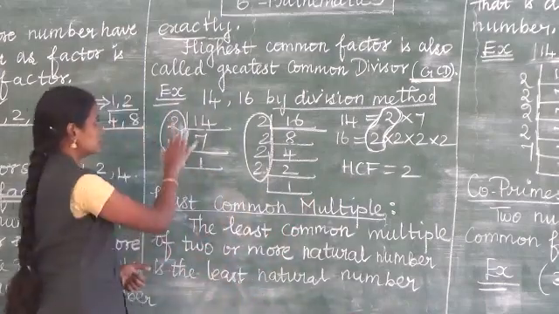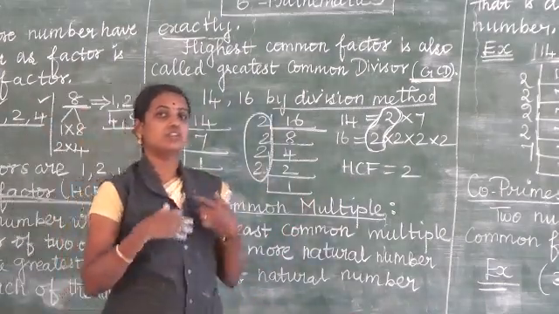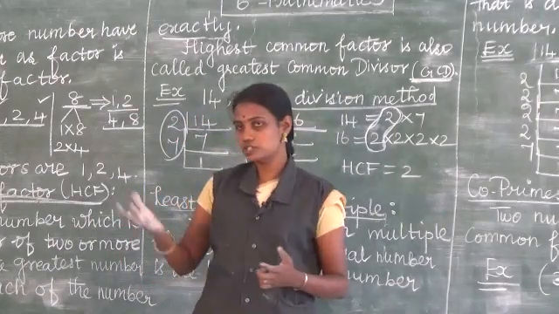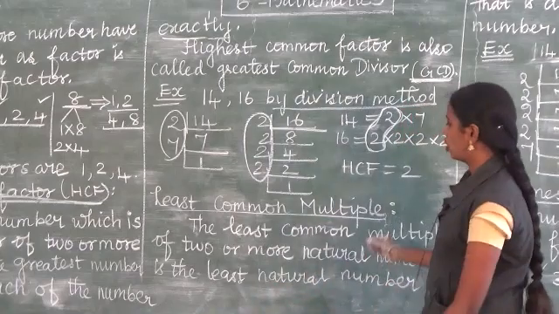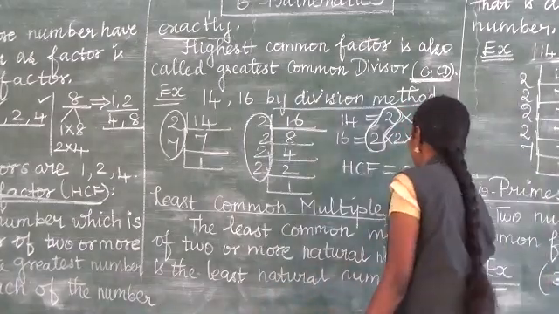Okay, for HCF, go for the prime factors. Even if you have 3 numbers or 4 numbers, you can find it the same way. Next we are going to see least common multiple. It is also very important.